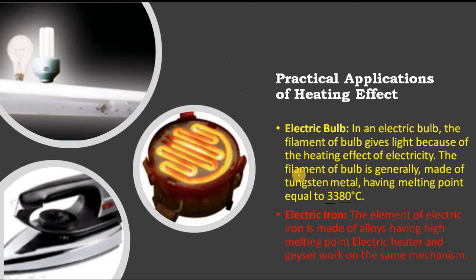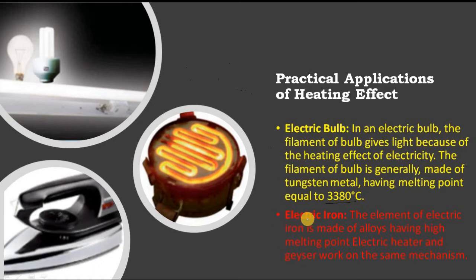Though tungsten is not an alloy, it's simply a metal, we still use it as a filament in electric bulbs, because we make it so thin that it gains a lot of resistance. When we pass current through it, it becomes red hot and starts to produce light, meaning heat energy starts to change into light energy.